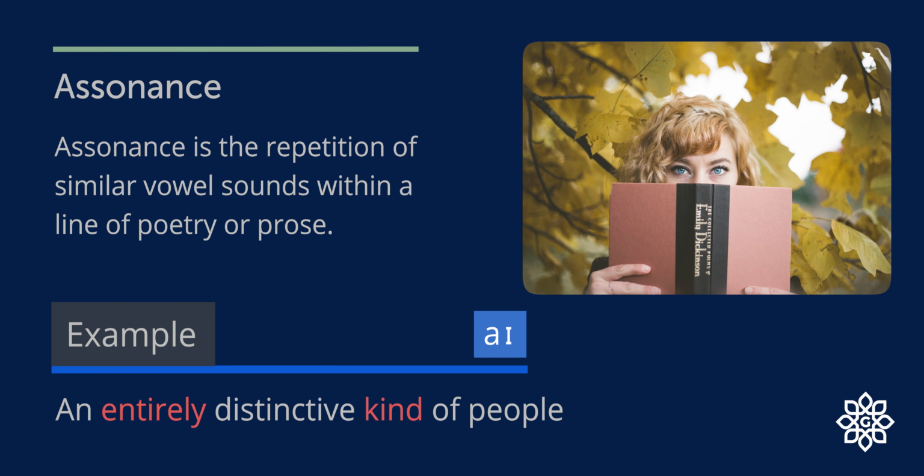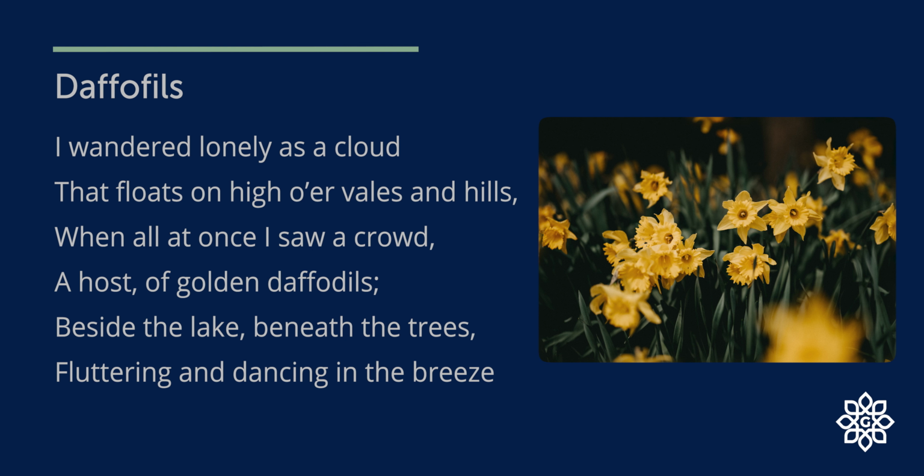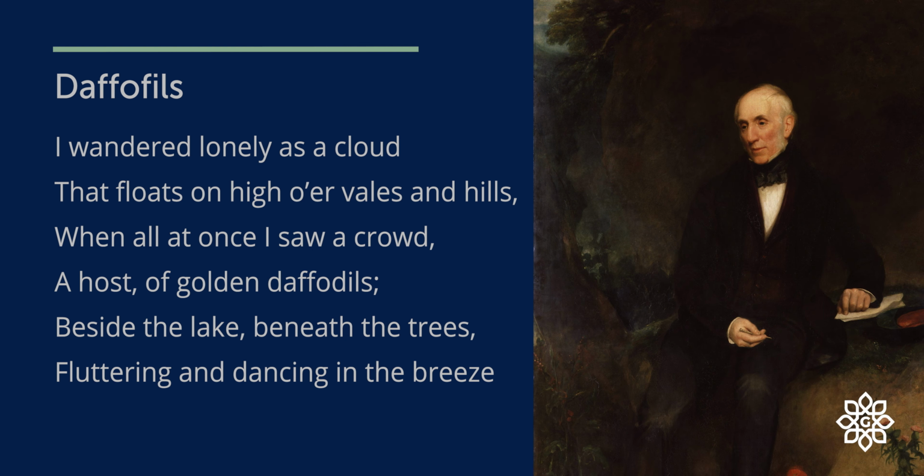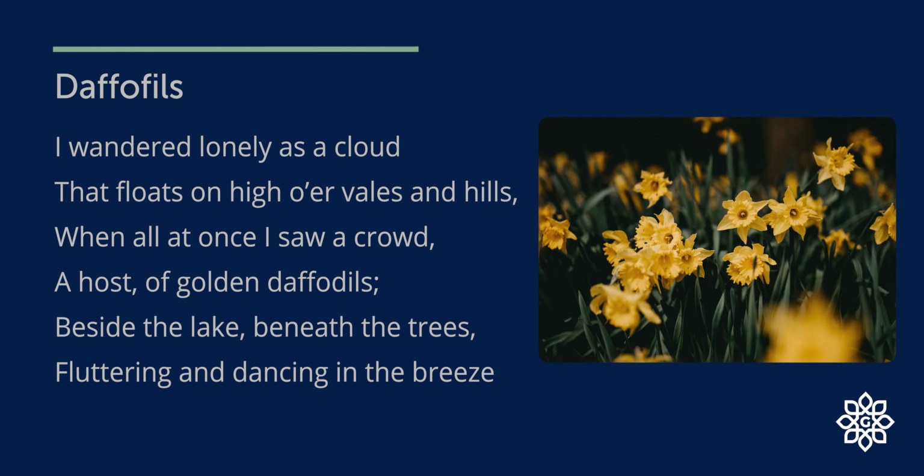Let me explain assonance with an example. Following is an excerpt from the poem Daffodils written by William Wordsworth. "I wandered lonely as a cloud that floats on high over vales and hills, when all at once I saw a crowd, a host of golden daffodils, beside the lake beneath the trees, fluttering and dancing in the breeze." Let us try to find out the assonance in this poetry.